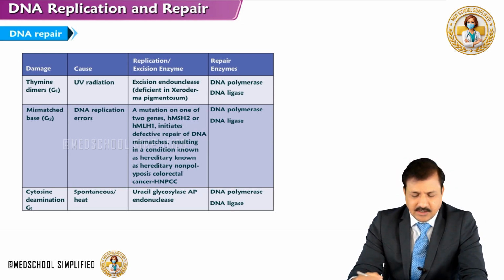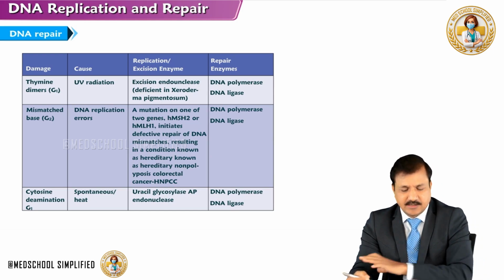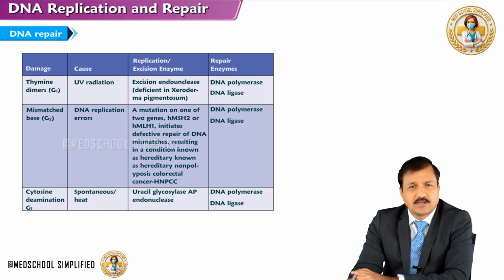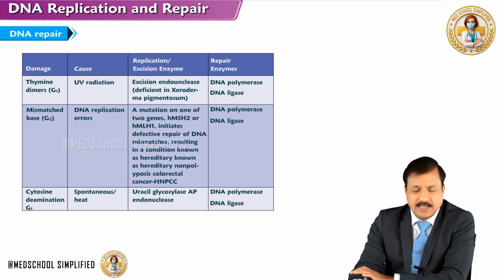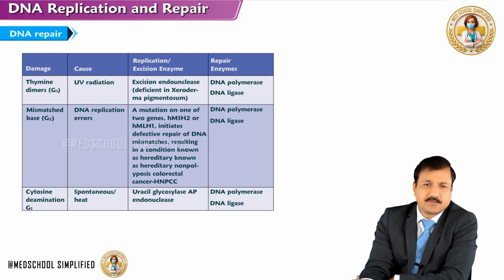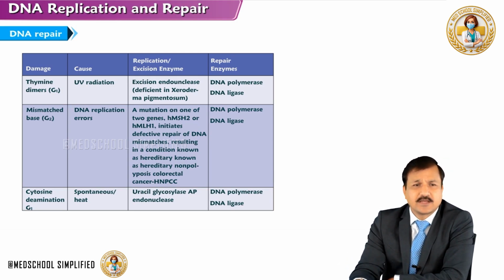And the excision or replication enzymes here, like excision endonuclease, where thymine dimers is the one that is taken care of, and which is deficient in xeroderma pigmentosa case. And repair enzymes there are RNA polymerase and DNA ligase. So like this for each mismatch repair mechanism, details are given here.